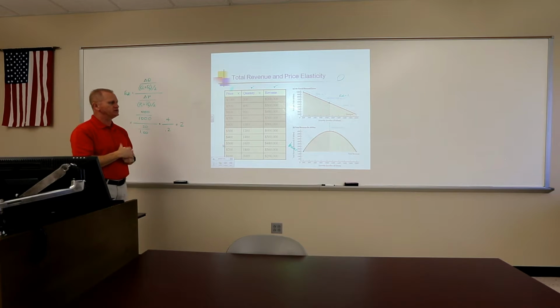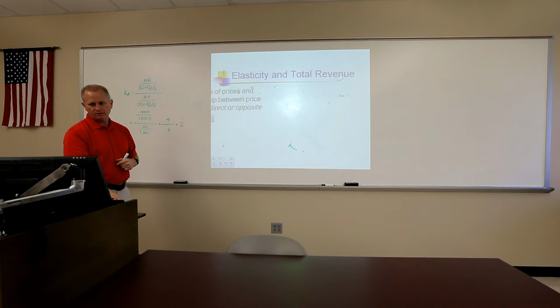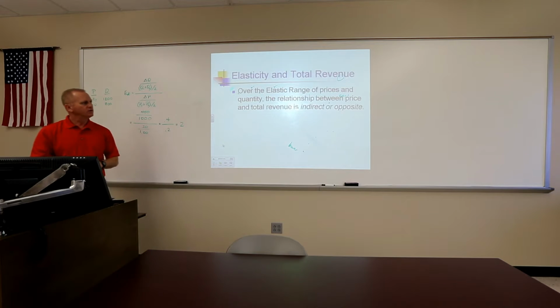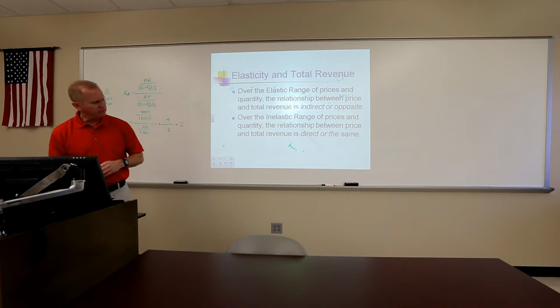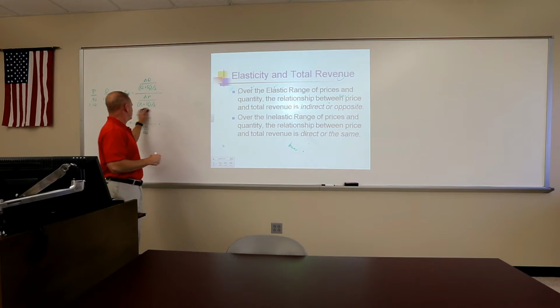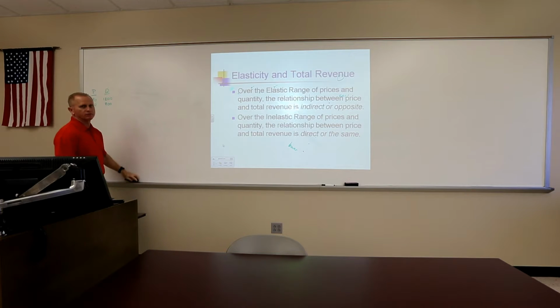So what you have to do, I think on the next slide, there's kind of a summary of this. What does it represent? Over the elastic range of prices and quantity, the relationship between price and total revenue is indirect or opposite. Over the inelastic range of prices and quantity, the relationship is the direct or the same. So I've got another kind of way to, it's not a special way, but just using up arrows and down arrows again.